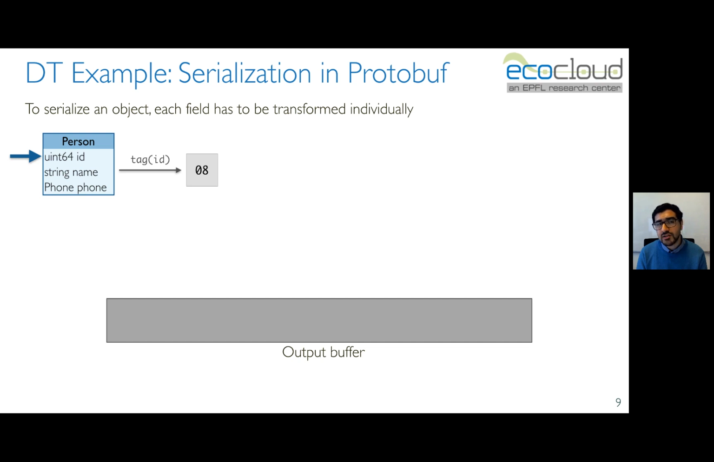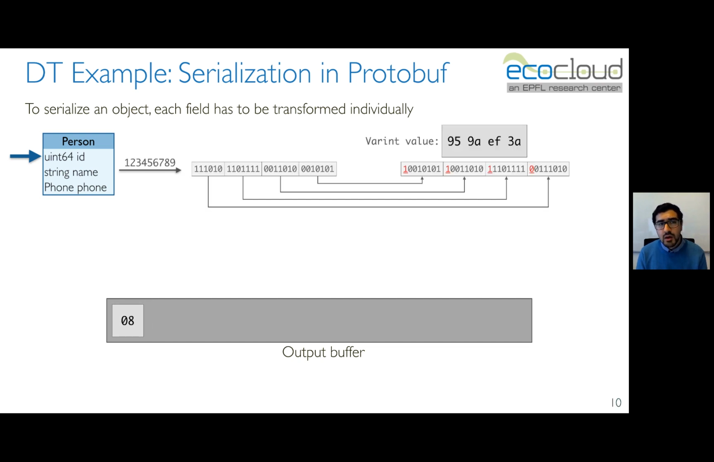So Protobuf has its own way of creating the tag, and it is based on the field's type and its ID number. Here, because it's an integer field and the ID number is 1, the tag will be 08 in hexadecimal. Next, the actual value of the field has to be encoded. Protobuf uses variable length integer encoding, or varint for short, to represent integers.